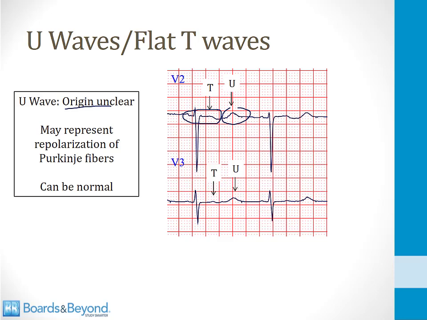One of the theories is that they represent repolarization of the Purkinje fibers, and although U waves are seen in hypokalemia, they can also be a normal finding. And then, as I told you before, T waves get very peaked in hyperkalemia and they get very flat in hypokalemia, and this is an example of flat T waves shown in this tracing on the screen.